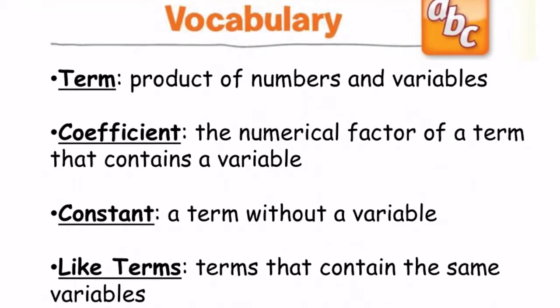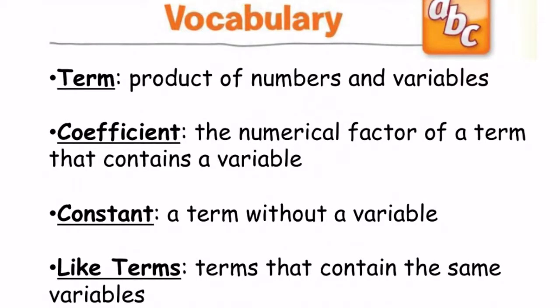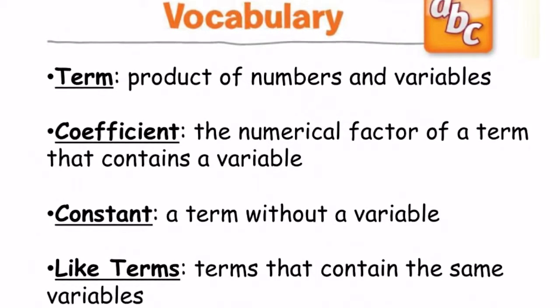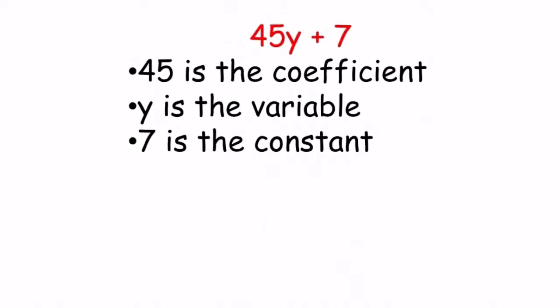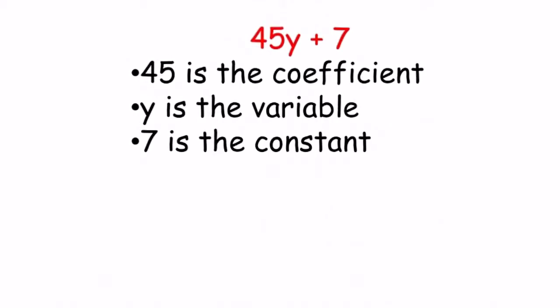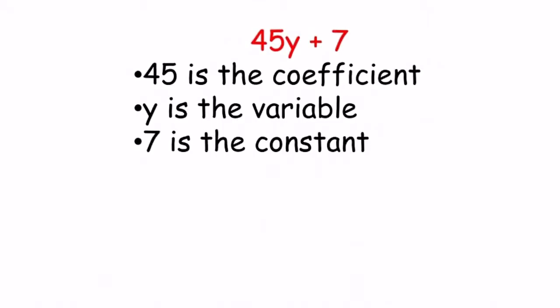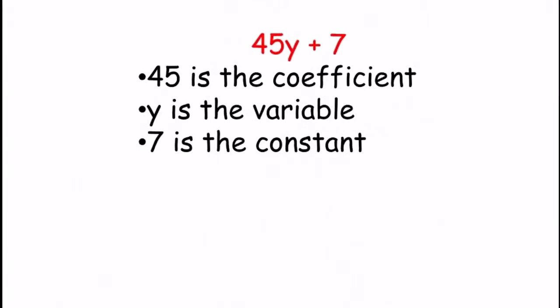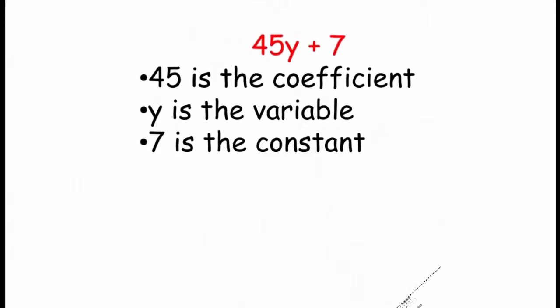And like terms are pretty much terms that are the same, like let's say two sets of numbers, two sets of variables, things that you can combine. And here's an example of an expression, and I'm going to break it down into each section. So for example, that 45 is your coefficient because it's next to a variable. That letter is your variable, and that number that's all by itself is your constant. The 7 is your constant.